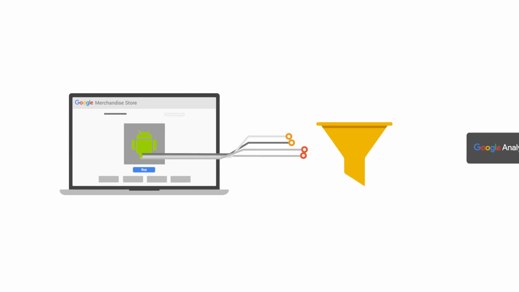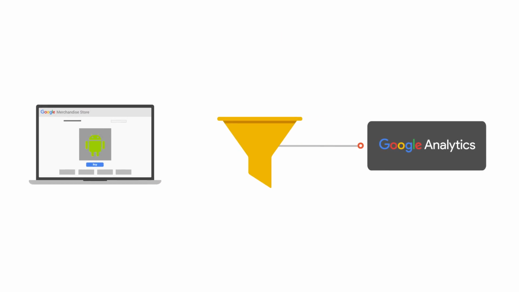But there are also configuration settings that will allow you to customize how that data is processed. For example, you might want to apply a filter to make sure your data doesn't include any internal company traffic, or only includes data from a particular country or region that's important to your business.